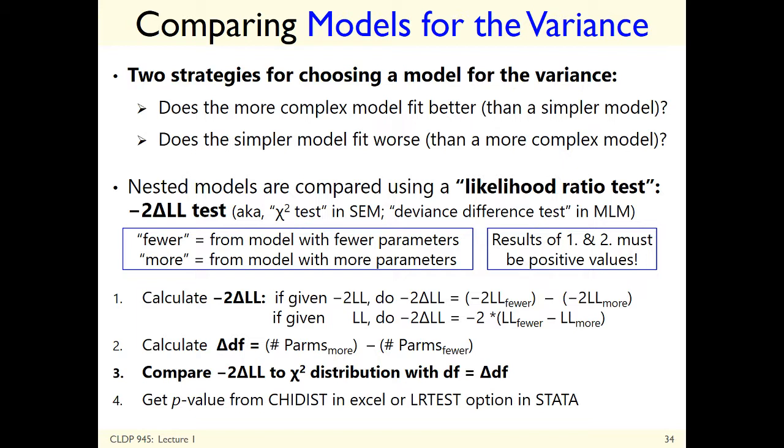So we calculate the difference in -2 log likelihood, where it is the model with fewer parameters minus the model with more. We calculate the difference in degrees of freedom, which is the number of things we've added or subtracted. And then we compare that difference to a chi-square distribution with the degrees of freedom. You can then get your p-value from chi-square functions such as in Excel. Some programs have a likelihood ratio test. R does that, Stata does that, and so forth.